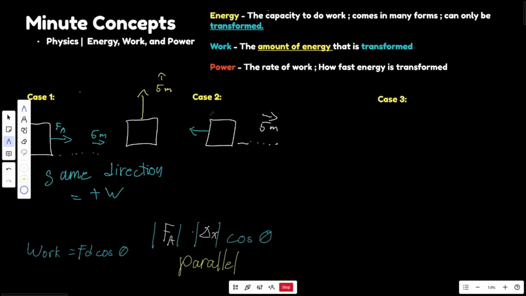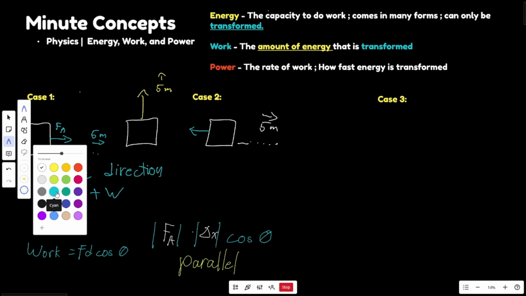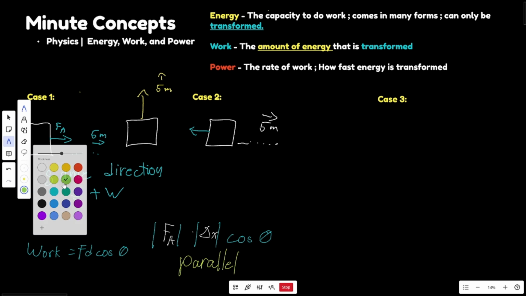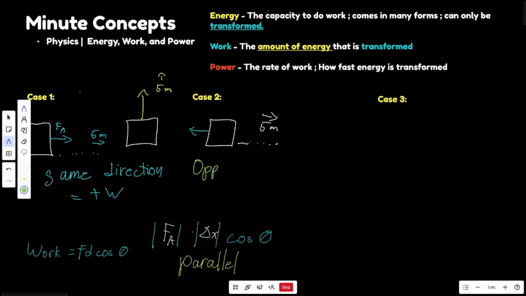Since they're still in the same plane, they're still both on the x-axis, there is still going to be work. However, this work is going to be negative. And we can see that this is the relation now of force and displacement. As long as both of them are on the same plane, there will be work. However, if they're in different directions, that will dictate the sign of work. So now let's write that down here. Opposite directions are equal to negative work.